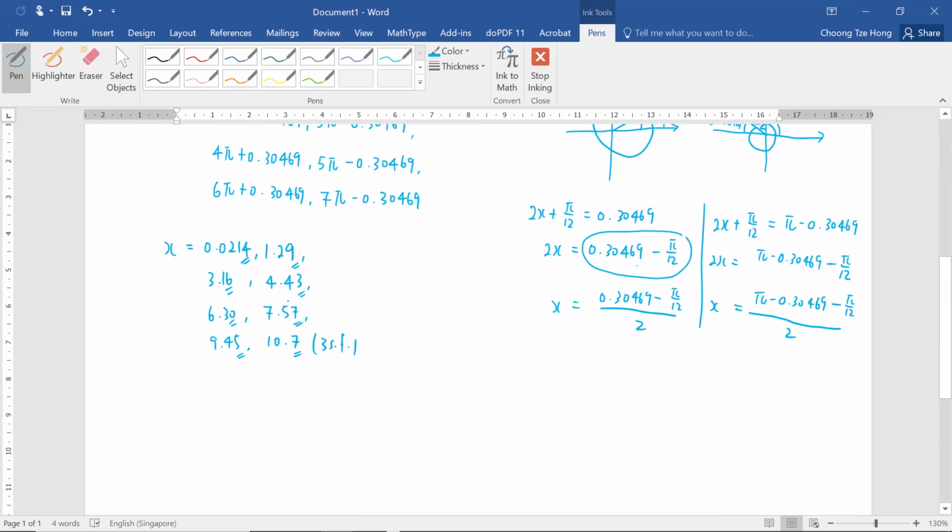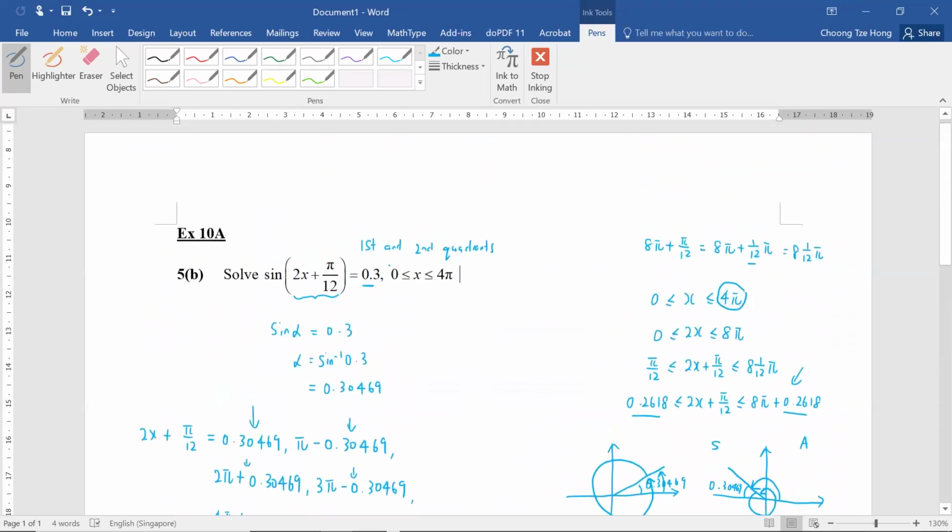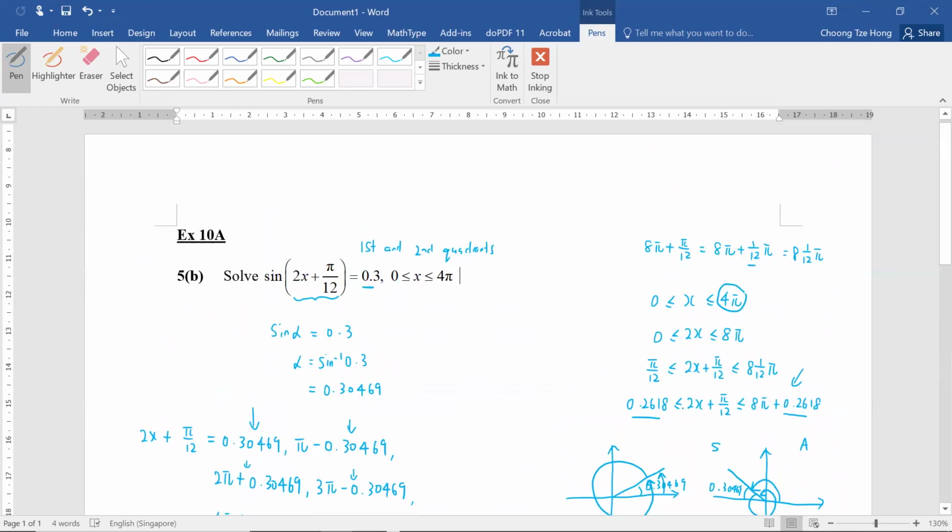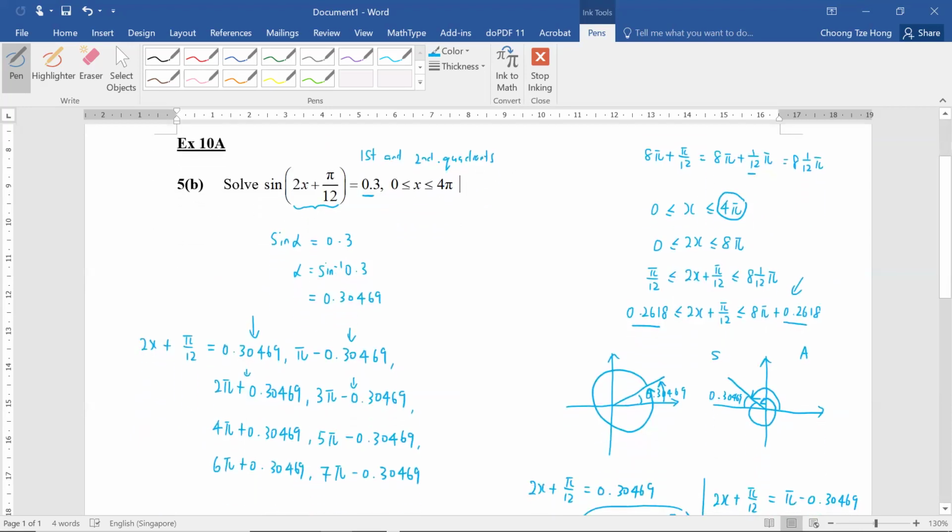This question is a bit tedious because there are a lot of angles to search for, but just remember the steps. Always first adjust the range, so that you know where to search for the angles. Find the basic angle, then determine which quadrants you want to search, and then you start searching for the angles.